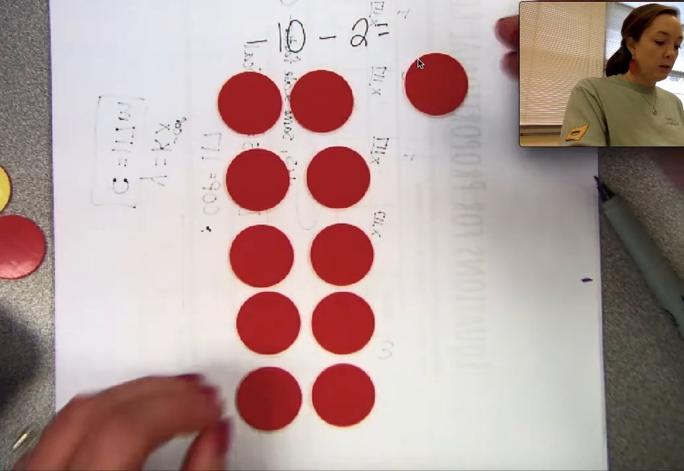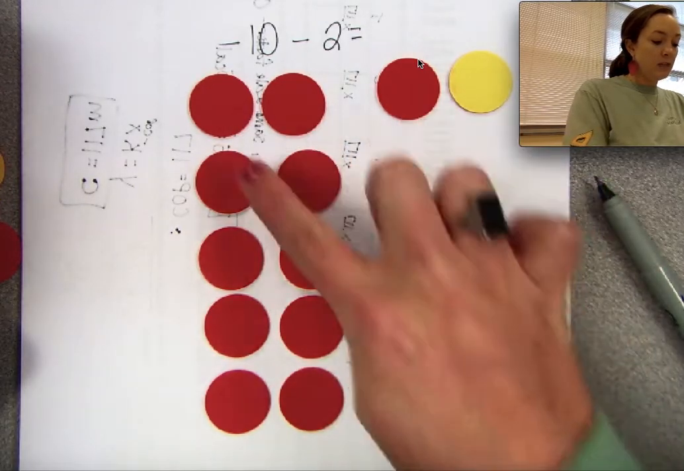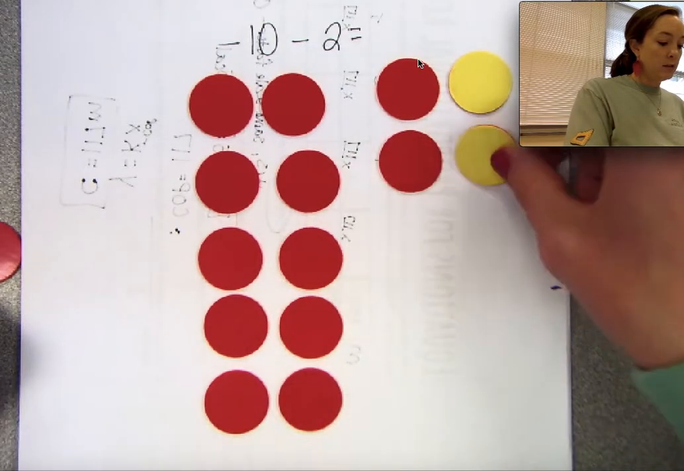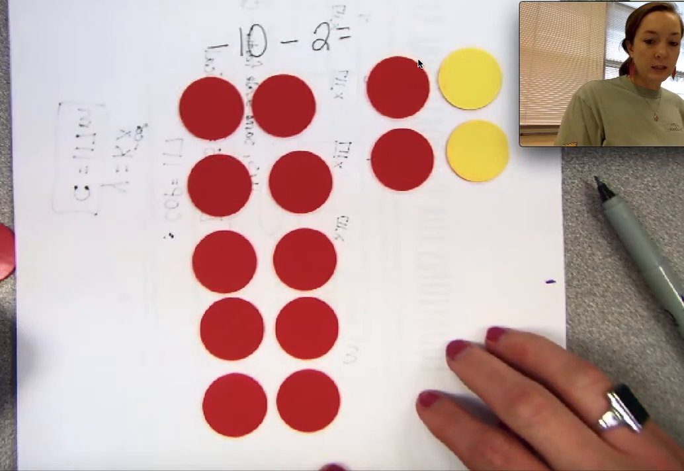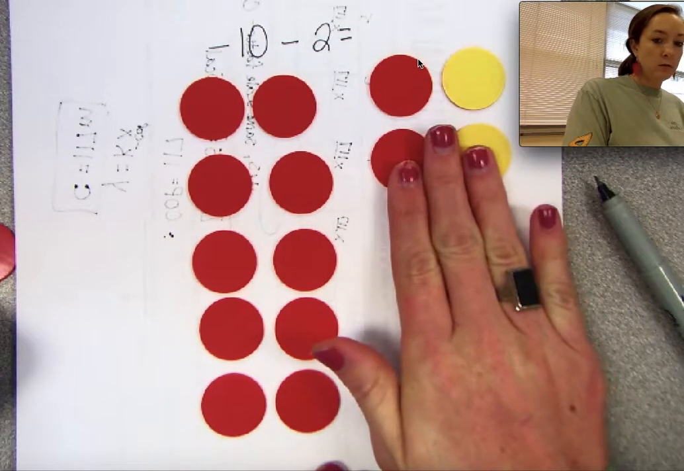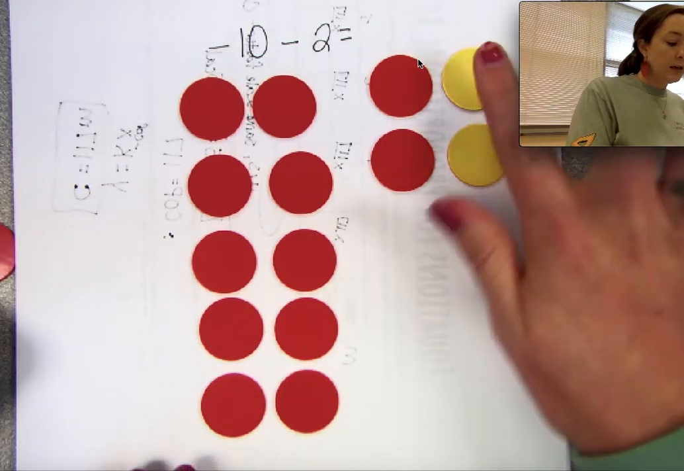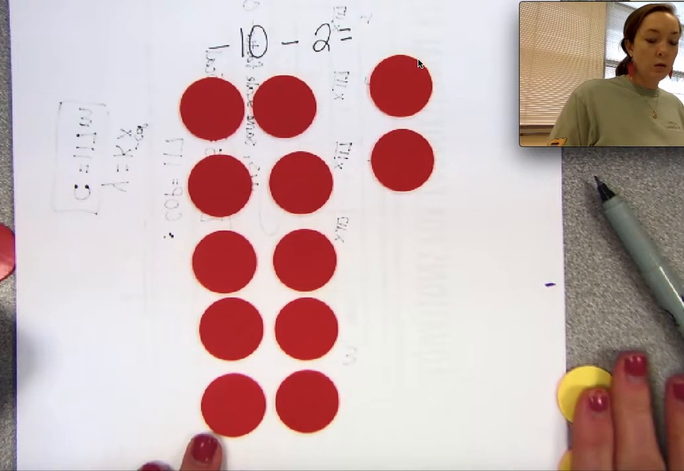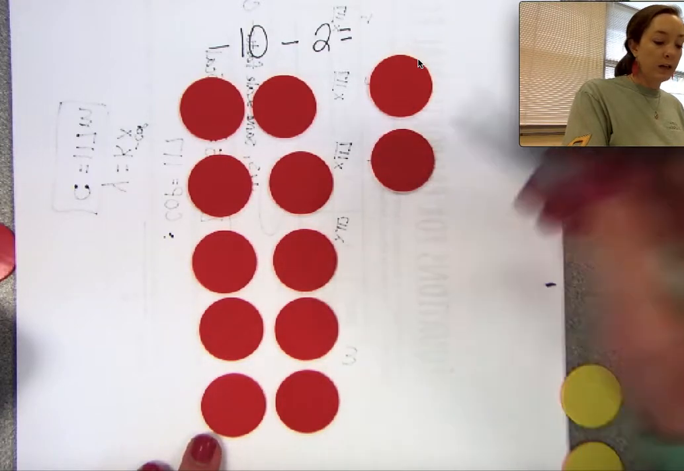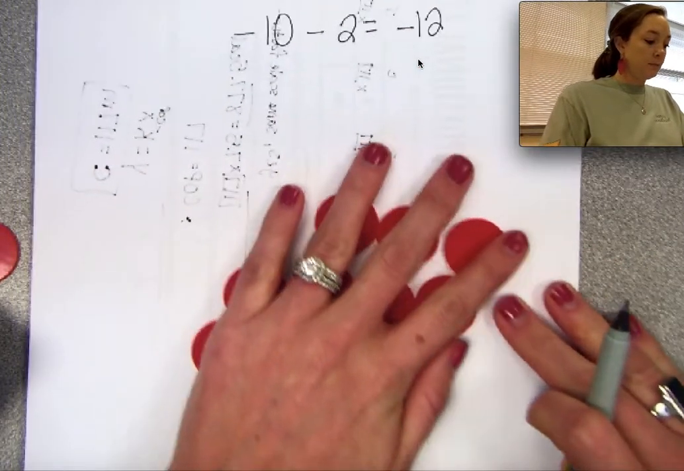That is 0. So I still have -10 plus 0. That's still -10. But now I need to add another 0 pair so that I have 2 positives that I can take away. All right, so my number's -10. I added 2 zero pairs. -1, +1 makes 0. And now I'm going to take away 2. What number am I left with? I've got 10 and then 2 more negatives. That's -12.